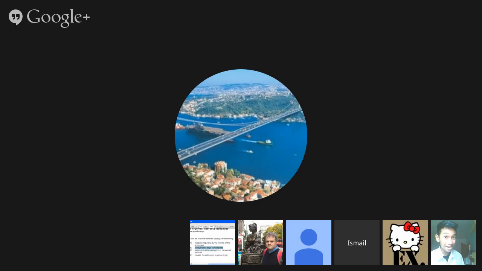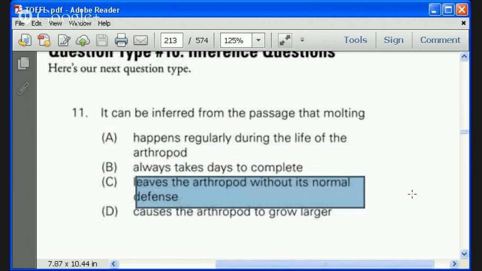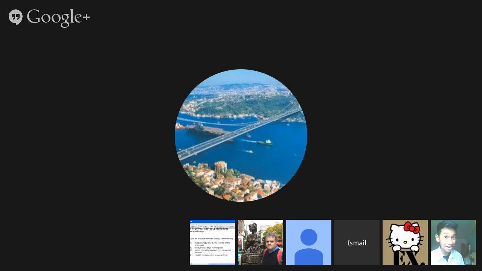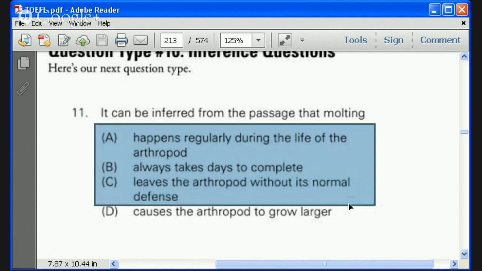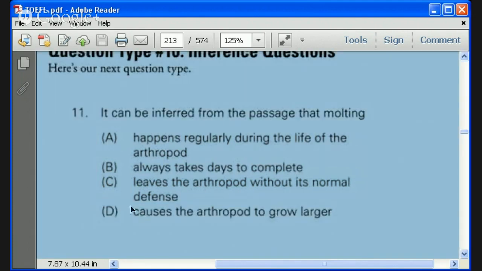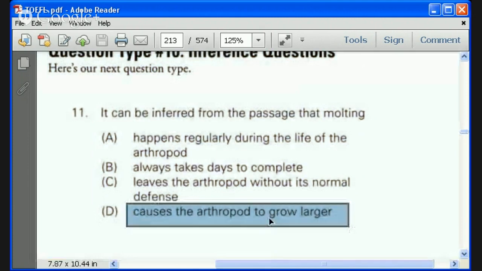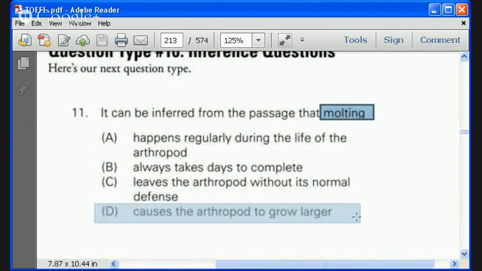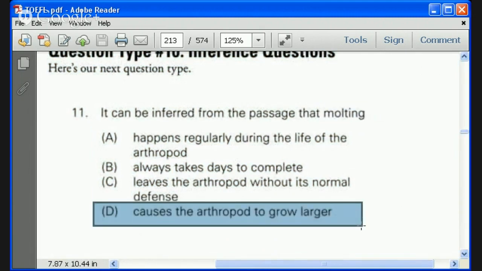And leaves the arthropod without its normal defense. Maybe shorter than days, but leaves the arthropod without its normal defense. Yes, it's correct, because the shell is flexible and not hard. So really, here's the problem. All of these can be inferred. This last one, however, causes the arthropod to grow larger. No, the arthropod grows larger, which causes them to molt. So D can be eliminated. This much we know. Okay, now we've got 3 possibilities.